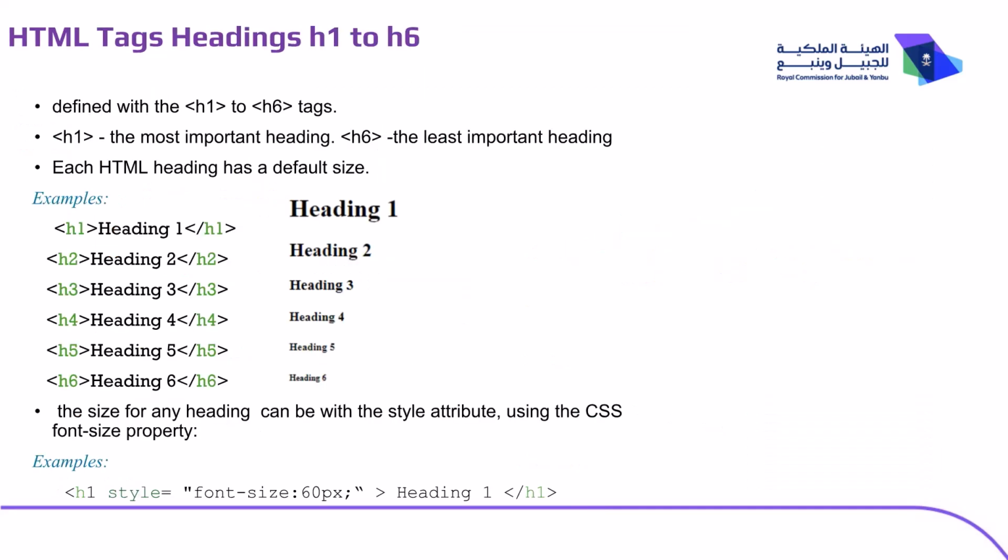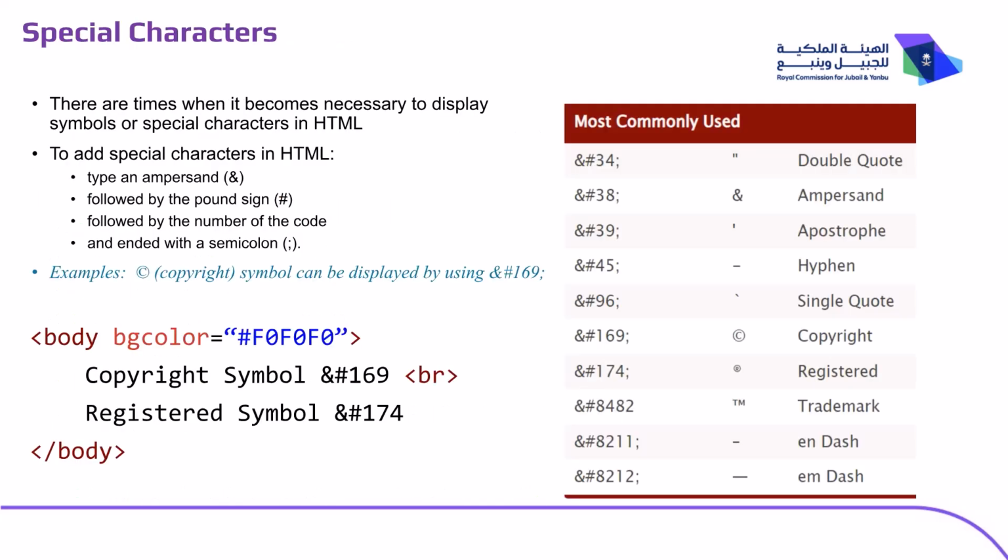HTML headings are defined with <h1> through <h6> tags, where <h1> is the most important. Headings have a default size, but you can adjust them using the style attribute with CSS, as shown in the example. To display special characters in HTML, use an ampersand, followed by a pound sign, the code number, and a semicolon. For example, &#169; displays the copyright symbol.